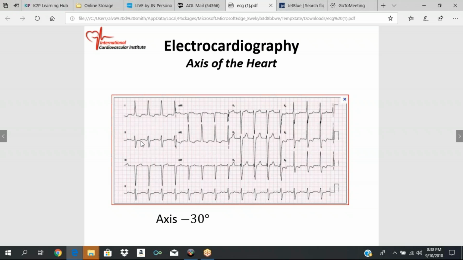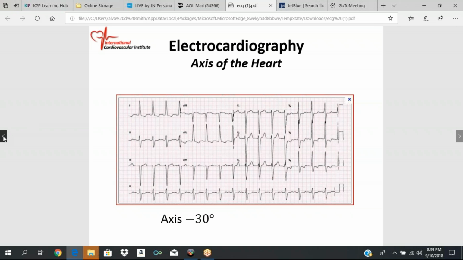Okay, lead 2. Then you find a lead that's perpendicular to lead 2, and you'll find out that it's going to be AVL. If you have your little cheat card, you'll see that AVL subtends an angle of -30. So this patient has a left axis deviation.